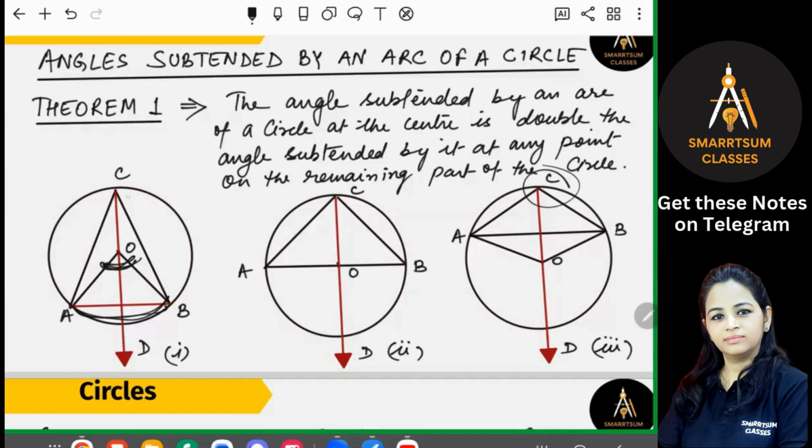This will always be equal to twice the angle subtended by the same arc at any point C on the remaining part of the circle. Means ये वाला जो angle है ये हमेशा इसके double होगा. Right? Is that clear? Okay, so this is this theorem about, right?